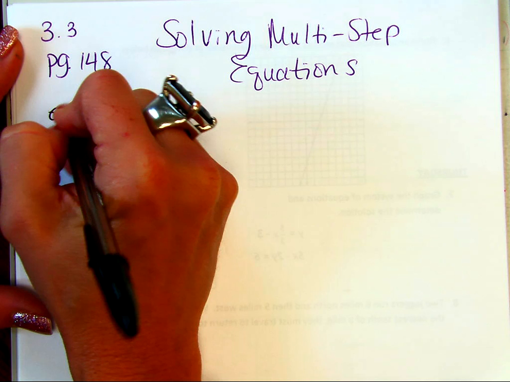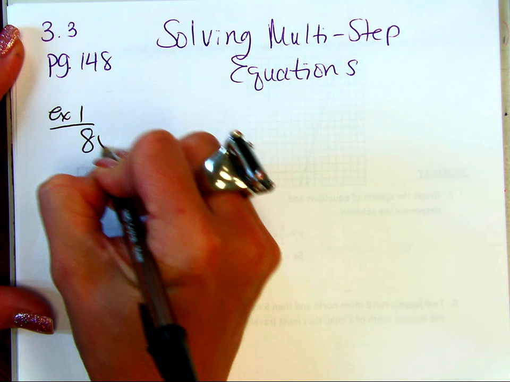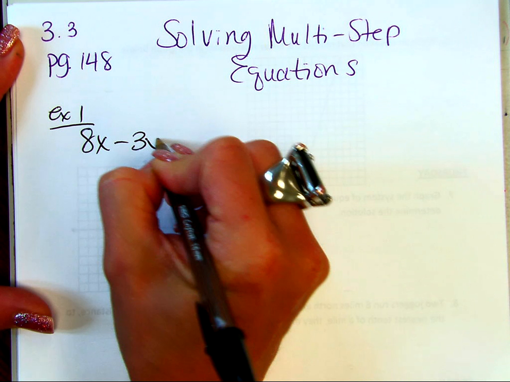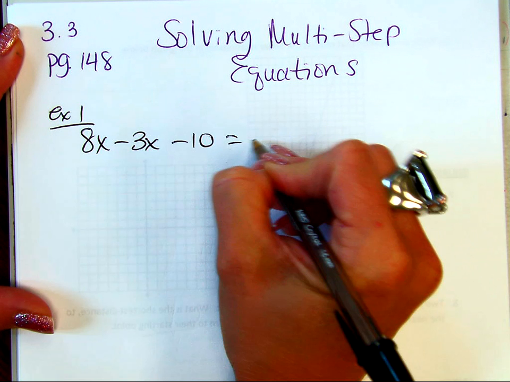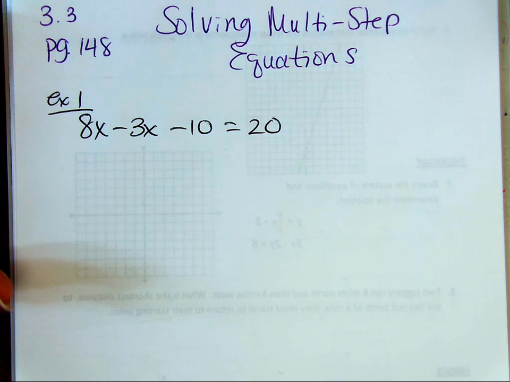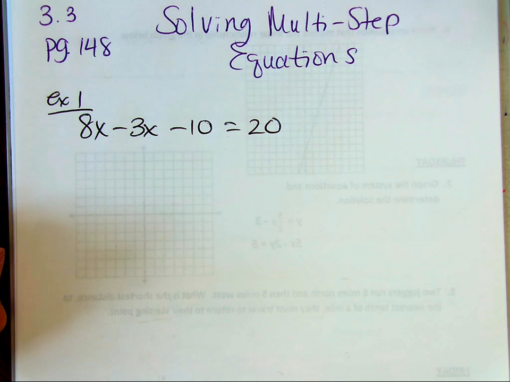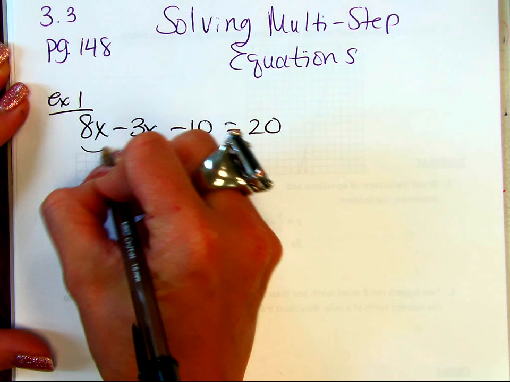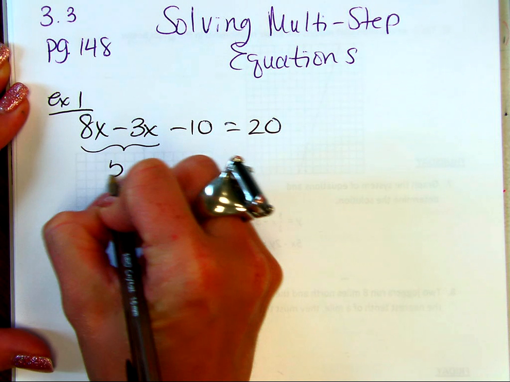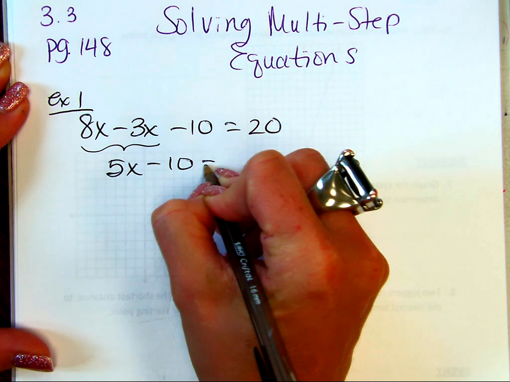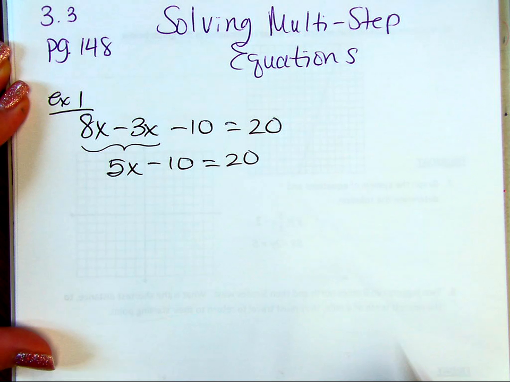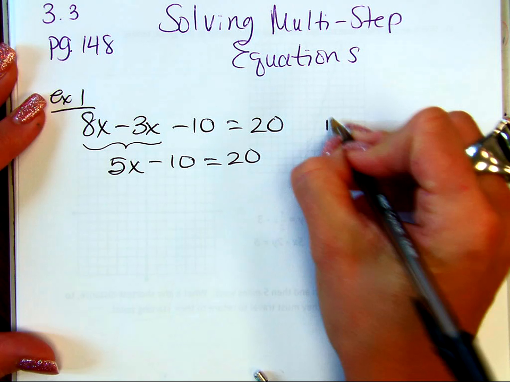So the first thing we'll talk about is, let's just look at example 1. Example 1 says 8x minus 3x minus 10 equals 20. Okay? So I have to look at 8x minus 3x, and hopefully you remember from last year that you always want to look for combining your like terms, and 8x and minus 3x gives you 5x. And we know that Mrs. Z likes everything else to be recopied.